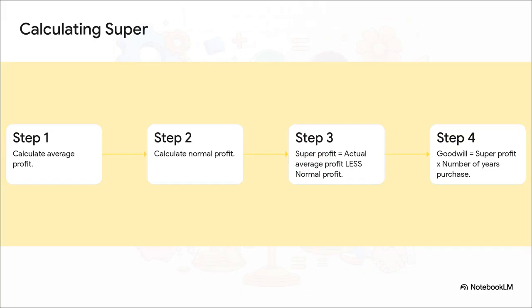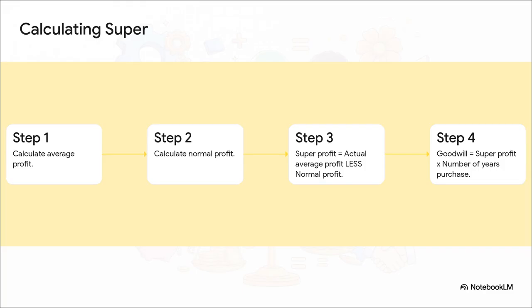So how do we actually put this to work for valuation? It's a logical four-step climb. Step 1. Calculate your actual average profit, exactly like we did in the previous method. Step 2. Calculate the normal profit expected for your industry based on your invested capital. Now, step 3 is where the magic happens. You calculate the super profit by taking your actual average profit and subtracting that normal profit.